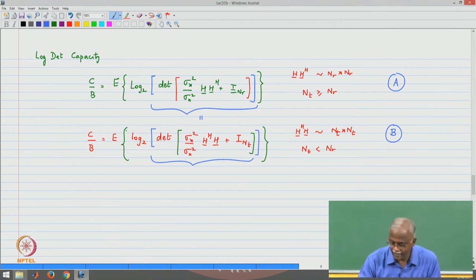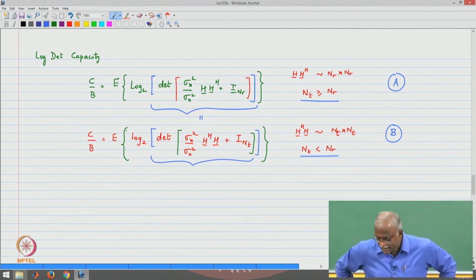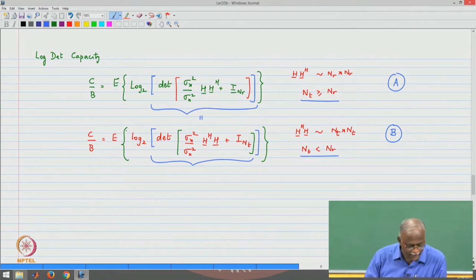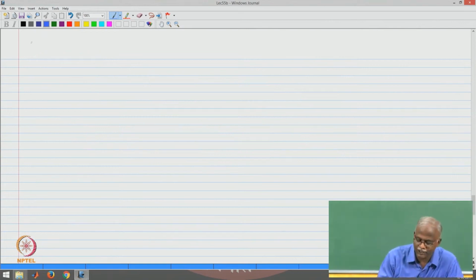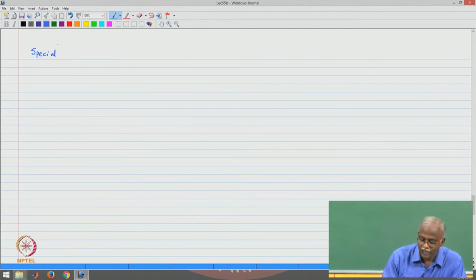One is the case where the number of transmit antennas is greater than or equal to the number of receive antennas, and the second case is when the number of transmit antennas is less than the number of receive antennas, or the receive antennas being more than the number of transmit antennas. Now, the reason for this is for us to study two special cases, which are very useful and interesting, because they will reinforce what we have studied and also correlate with the earlier results that we have obtained. So, two special cases that we would like to look at.